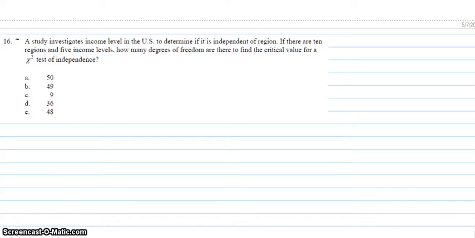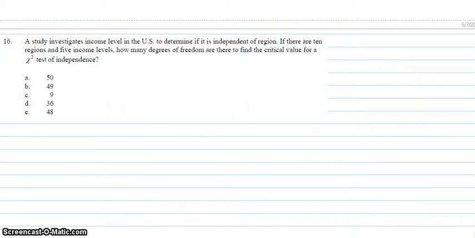A study investigates income level in the U.S. to determine if it is independent of region. If there are 10 regions and 5 income levels, how many degrees of freedom are there to find the critical value for a chi-square test of independence? A 50, B 49, C 9, D 36, or E 48?